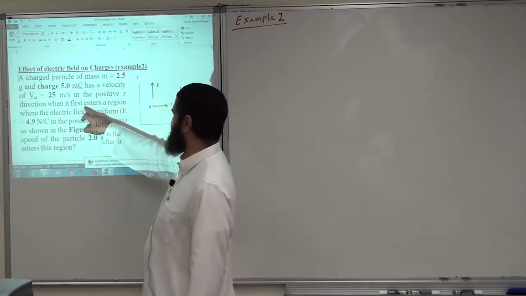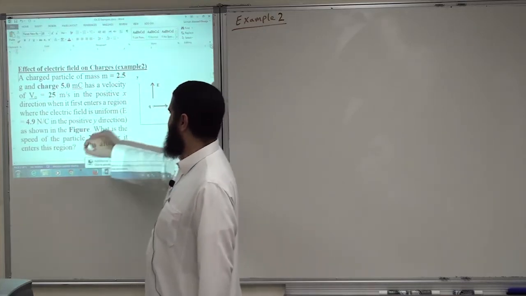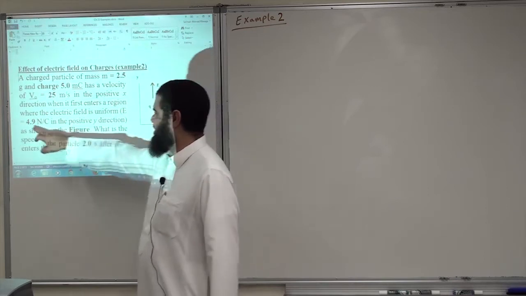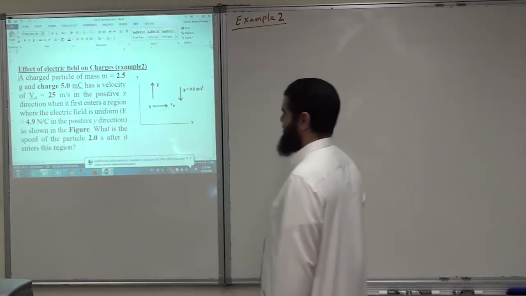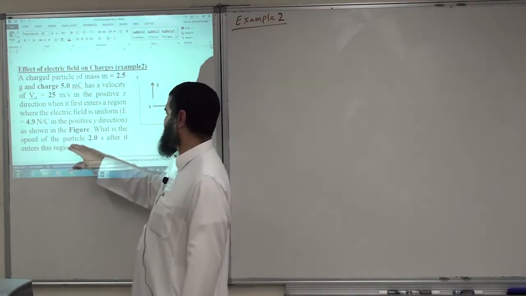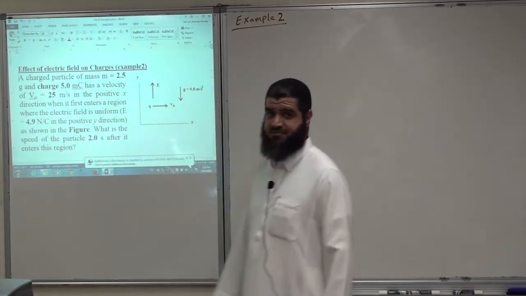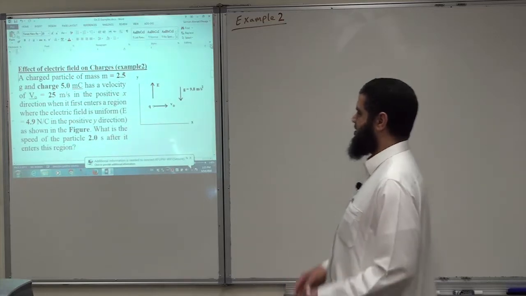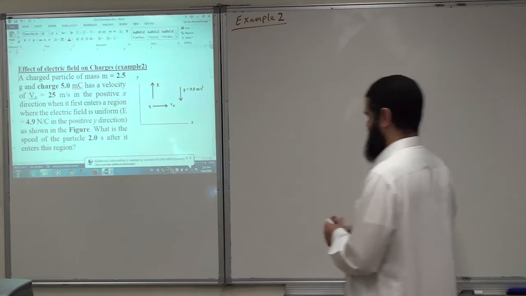It first enters a region where the electric field is uniform and is directed in the positive y direction, as you can see, and has a magnitude of 4.9 Newton per coulomb. As shown in the figure, what is the speed of the particle 2 seconds after it enters this region? We want to find the speed after 2 seconds from entering this region.